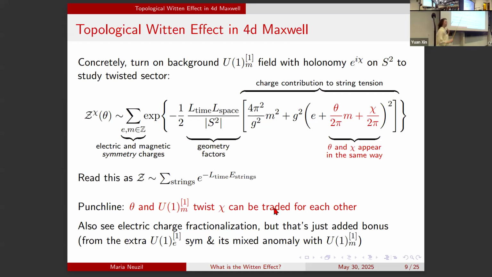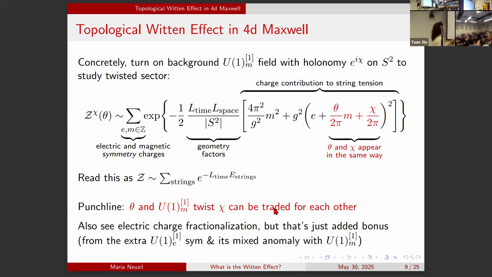Another thing to note is that we're still in Maxwell theory here. We still have the regular charge fractionalization Witten effect, so we also see that in this expression. Here, the electric charge picks up a fractional contribution. Compared to the interpretation of this partition function, this is saying that the string tension is affected by this physical electric charge that has gotten fractionalized. But this is just an added bonus for Maxwell theory because we have extra symmetries, and in fact, it depends on the anomaly between the electric and the magnetic symmetry.